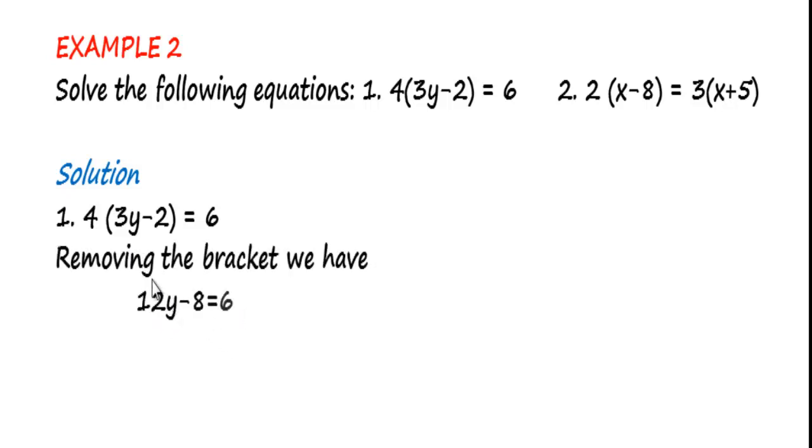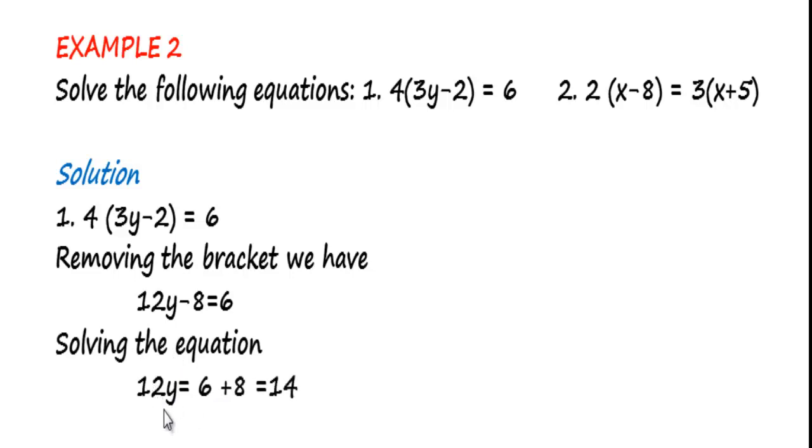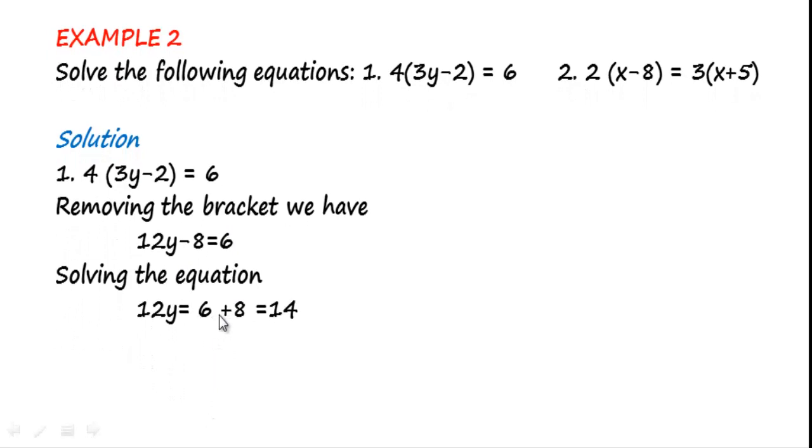We have this. Now when you remove the bracket, that means you are going to multiply 4 by whatever is in the bracket. That is 4 times 3y is going to be 12y, and then 4 times minus 2 is going to be minus 8 equals 6. Then you can carry minus 8 to its friend, which is 6. Are you getting it now? Solving this equation is now going to be 12y equals, you have brought 8 back to its friend. They are like terms now, which is 6 plus 8, which is 14. You now get 12y equals 14.